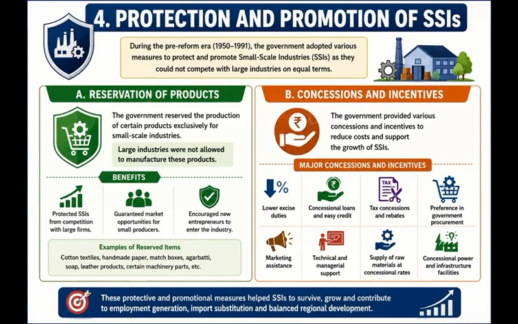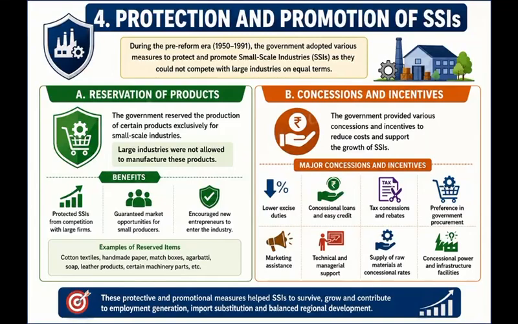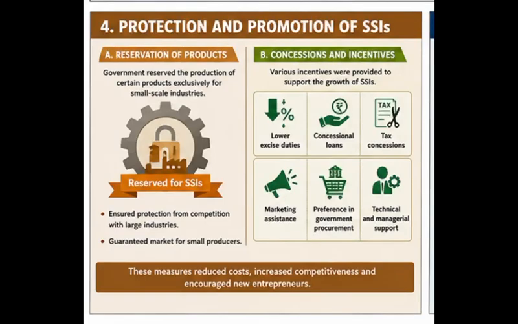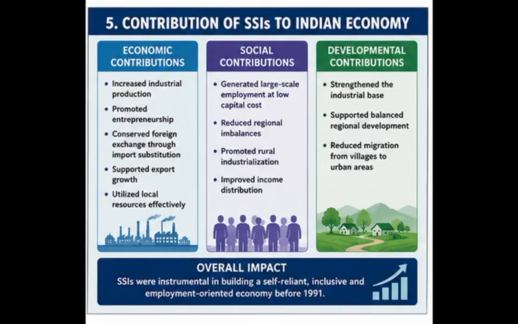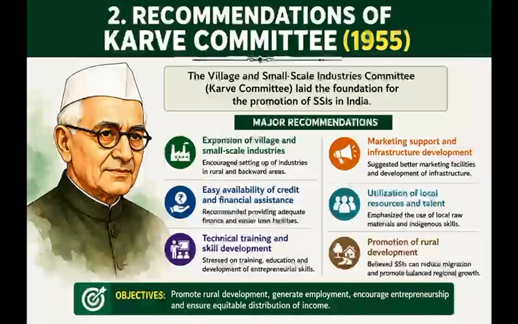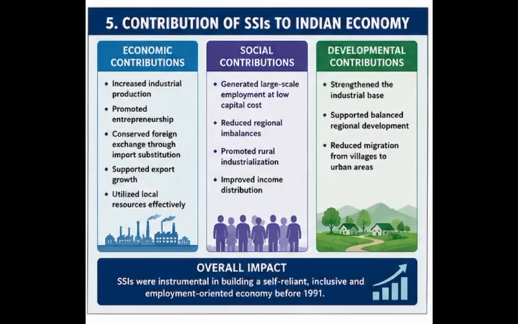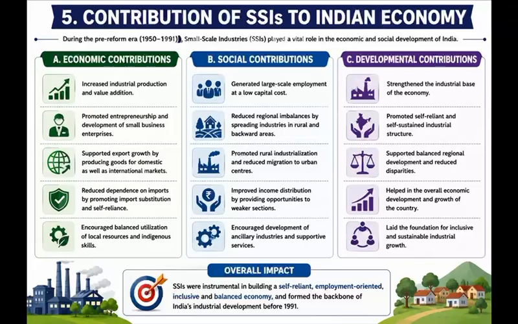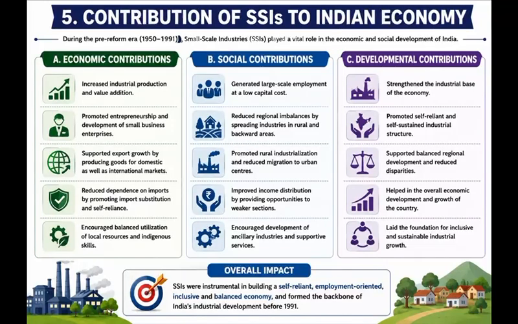Now, small scale industries and import substitution have a very big relation. India followed an import substitution industrialization strategy during the pre-reform era. Under the strategy, domestic industries were encouraged to produce goods that were previously imported. SSIs contributed significantly by producing consumer goods and intermediate goods, reducing dependency on foreign imports, conserving scarce foreign exchange reserves, promoting self-reliance and indigenous production. Thus, small scale industries became an integral part of India's strategy for achieving economic independence.